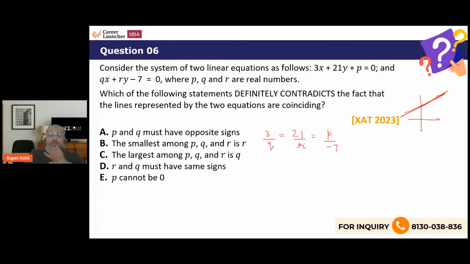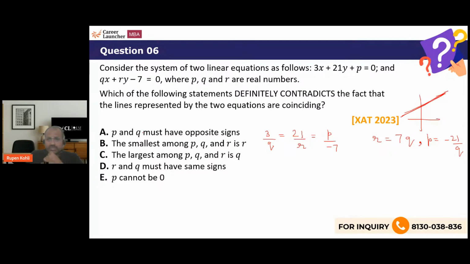All right. So between R and Q, 3 cancels. So R equals 7Q. R is 7 times Q. And again we write P in terms of Q. So this minus 7 goes over here. P is minus 21 over Q. All right. Now with this that we have, let's turn to the options.